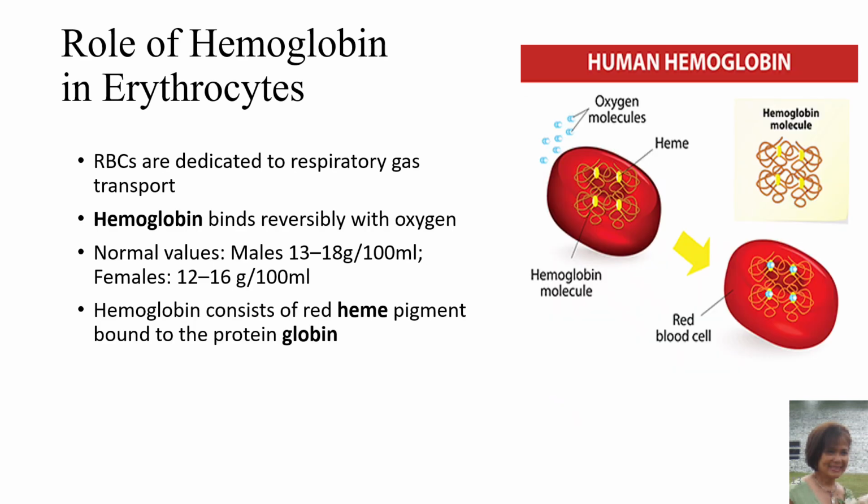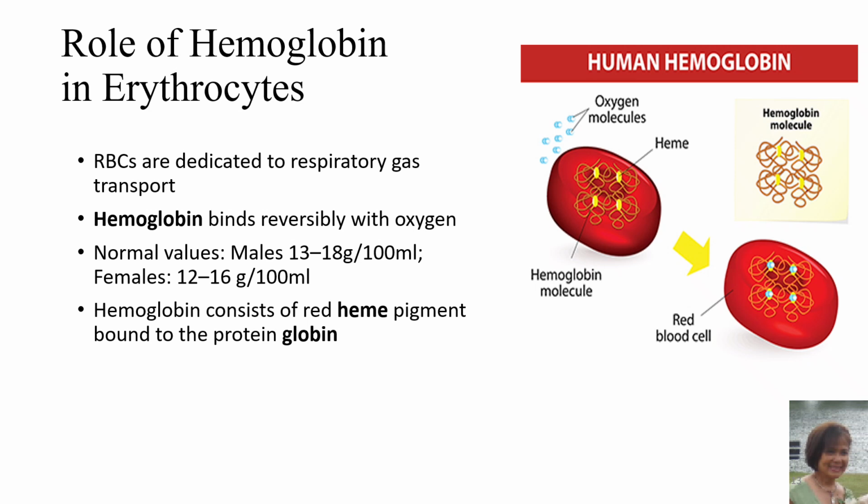So red blood cells are dedicated to respiratory gas transport. Hemoglobin reversibly interacts with oxygen. Hemoglobin has a very high affinity for oxygen. It also has affinity for carbon dioxide, but between carbon dioxide and oxygen, your hemoglobin loves to be in touch with oxygen much more than carbon dioxide.